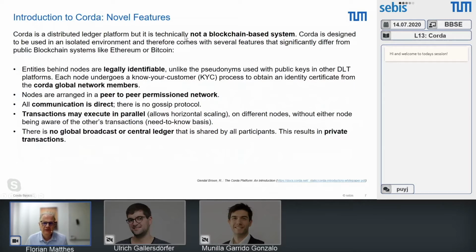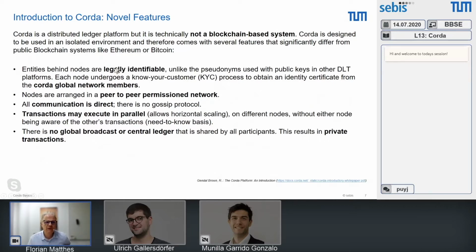Okay, so the first important point is it's not a blockchain-based system, so the transactions are not put into blocks, and the blocks don't play an important role. It's all about the states which are passed along, and therefore these states are individual objects which don't need to be assembled into blocks.